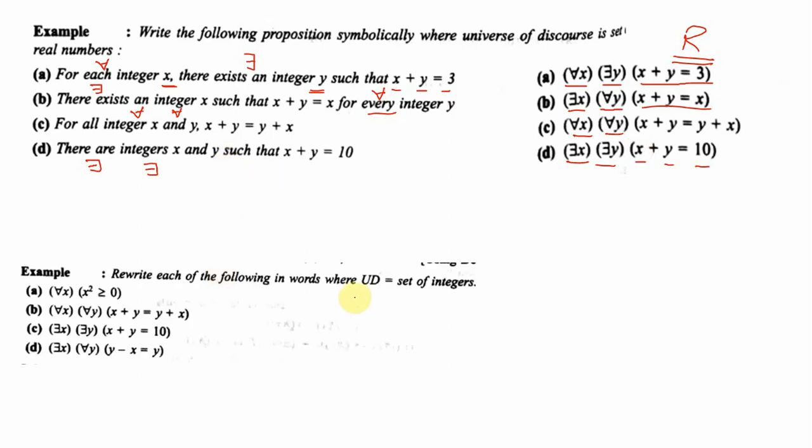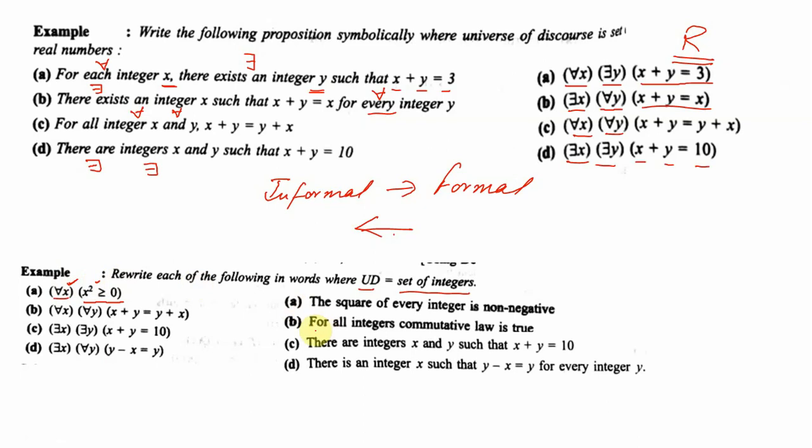Rewrite each of the following in words where the universe of discourse is the set of integers. Now this is an exact opposite question. Here we were doing informal to formal and here we are doing formal to informal. It says for all x, x square is greater than or equal to 0. So what this means is for each and every integer, x square is greater than or equal to 0. The square of every integer is non-negative. Greater than or equal to 0 means non-negative.